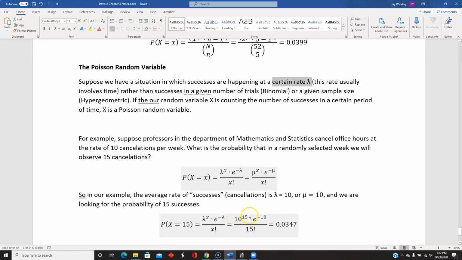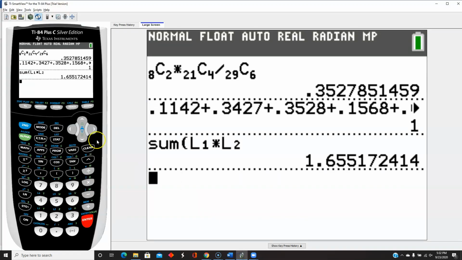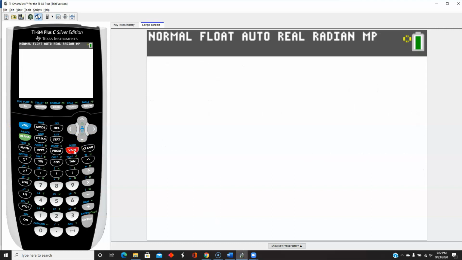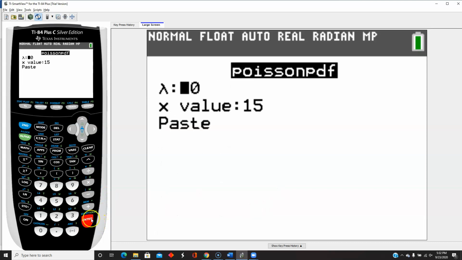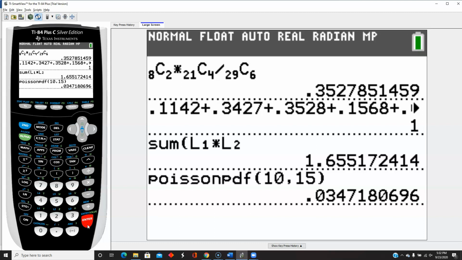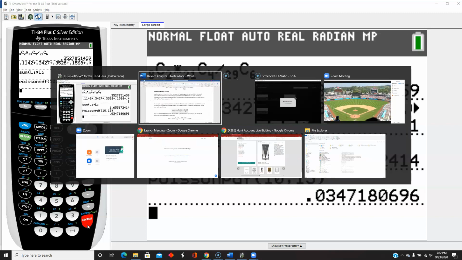So lambda to the x, e to the negative lambda over x factorial, gives 0.0347, and the Poisson formula is built into our calculator. Hypergeometric sadly is not, but Poisson is. We put in lambda, we put in the value for x, and that's all we need. And there's our probability of 0.0347.